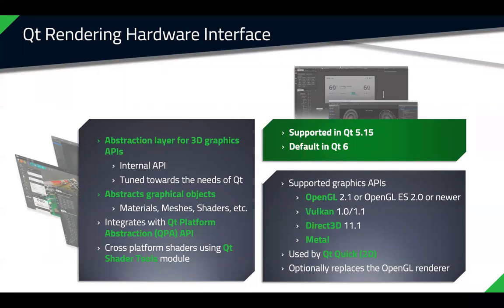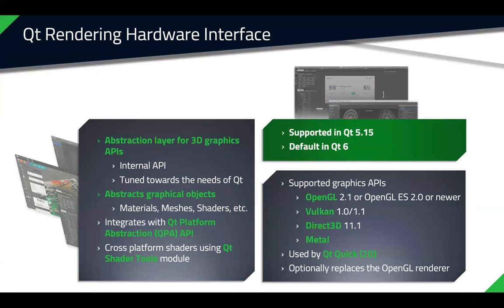It abstracts graphical objects like materials, meshes, shaders, and other things. And it also integrates with our platform abstraction API, which does the encapsulation with the different windowing systems on the different operating systems that we have. We're adding to that a cross-platform shader module called shader support, using the Qt Shader Tools module. This easily allows you to write a shader only once and then cross-compile it to all the different graphics APIs: OpenGL, Vulkan, Direct3D, or Metal.